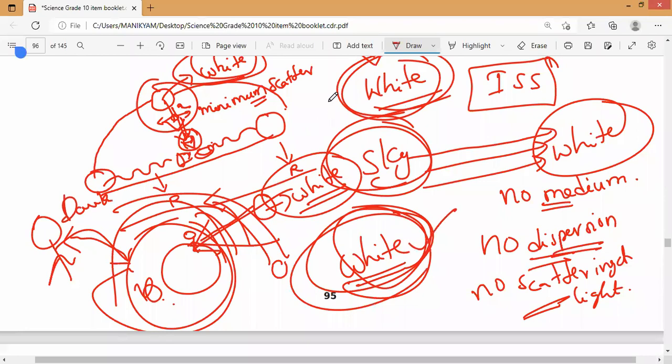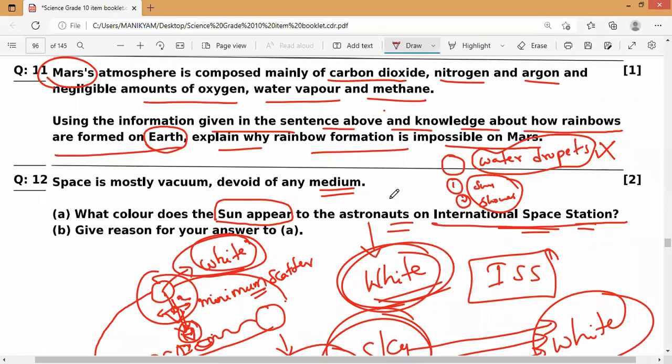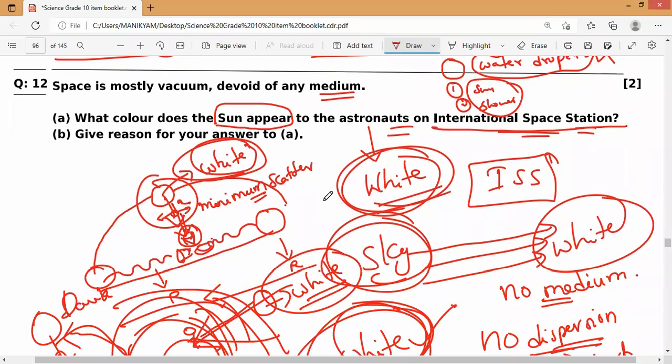Understand, Mr. Mukesh? Yes, sir. So that is what you have to remember. Everybody be careful with that. If there is no atmosphere, the sun is a luminous object. So the color of the light coming from the sun appears to be what color? White color. Whatever it is, if it is a luminous object, white color. That is you have to remember, if there is no scattering of light, no dispersion of light. Okay.